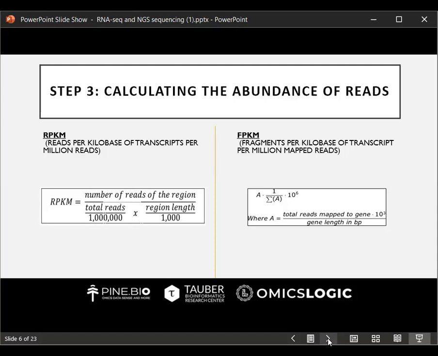Now, calculation of abundance can be done by an algorithm called RSEM, that is RNA-Seq by Expectation Maximization. Other methods of quantification can also be used, such as HTSeq and Sailfish. All of these are available in the T-Bioinfo platform.